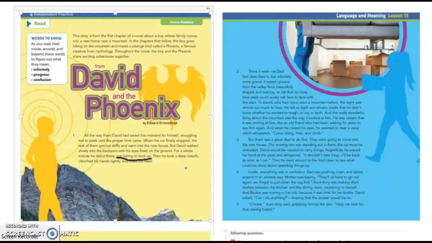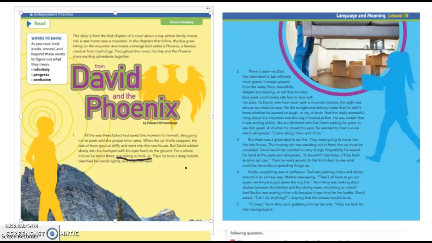And the wonderful thing about the mountain was the way it looked at him. He was certain that it was smiling at him, like an old friend who had been waiting for years to see him again. And when he closed his eyes, he seemed to hear a voice which whispered, "Come along, then, and climb."